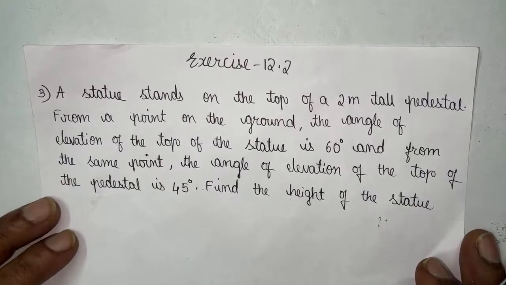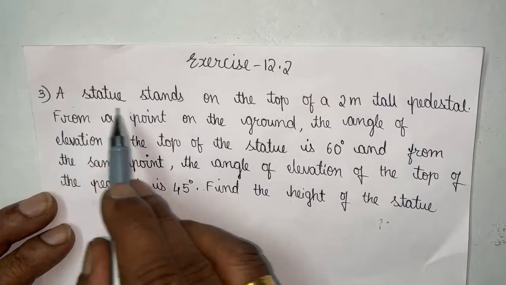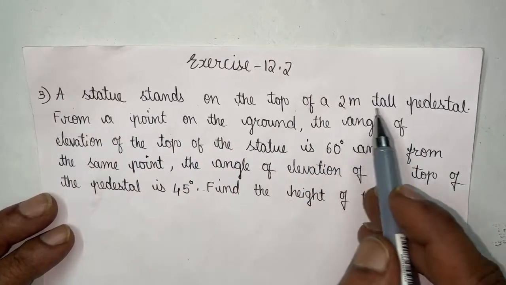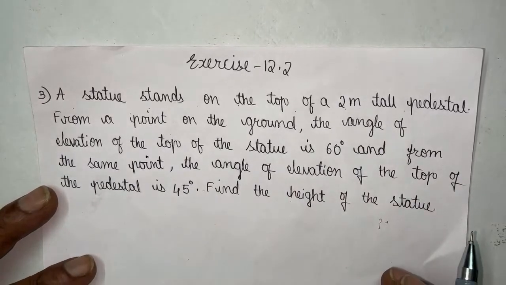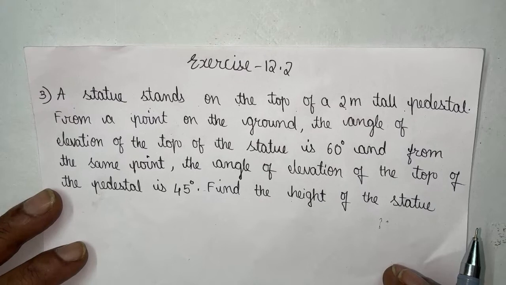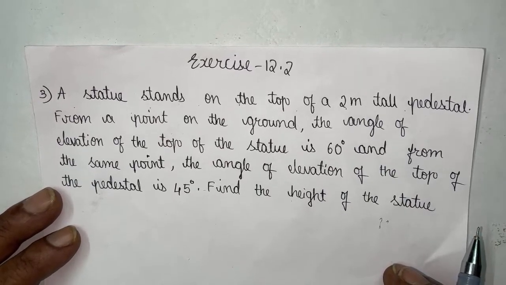Dear viewers, we are going to do one more important sum here, the second important sum. Now we can see here a statue stands on top of a 2-meter tall pedestal. That means a kind of cubic rectangular pedestal will be there. The shape will be a cube on the top, and lengthwise it is rectangular.